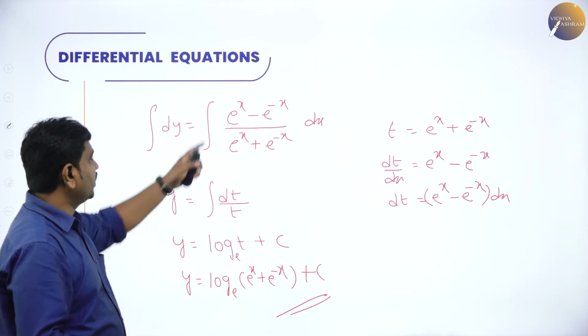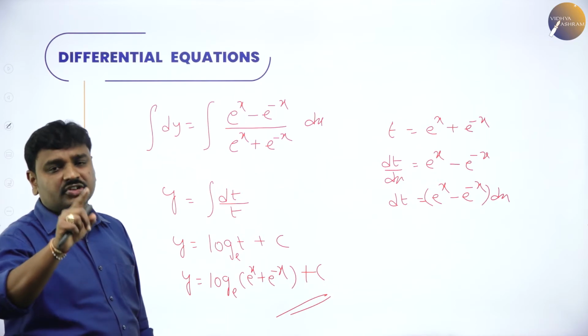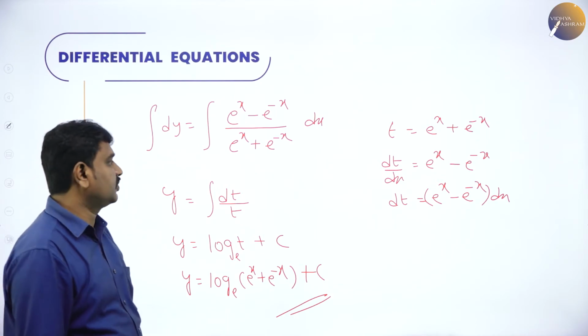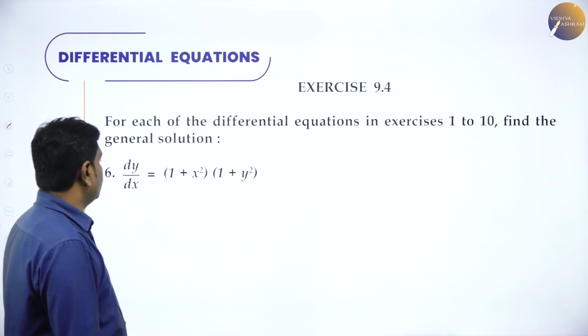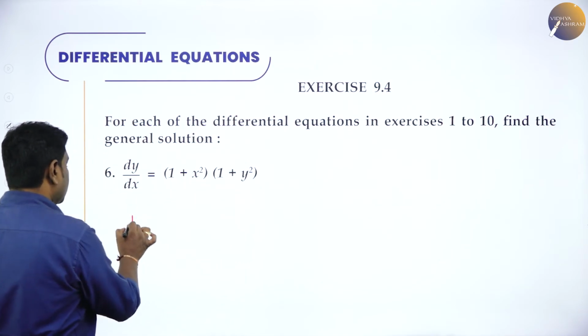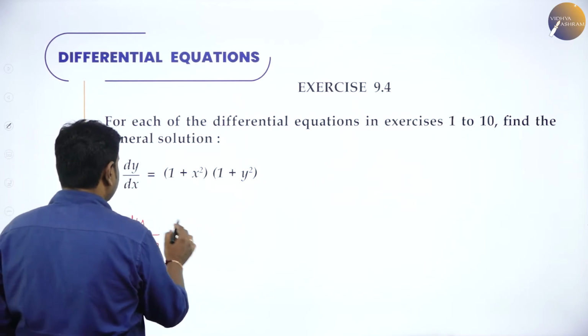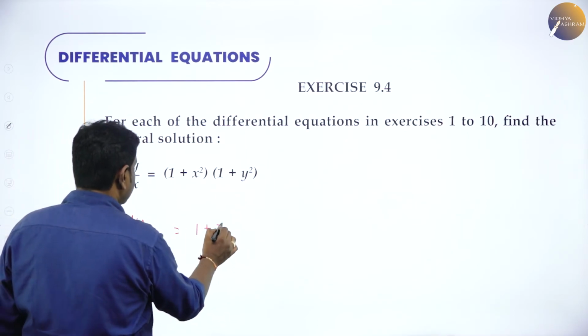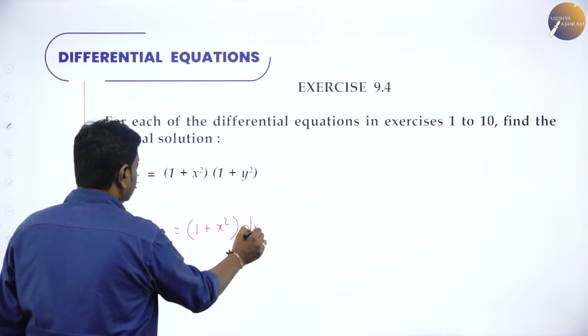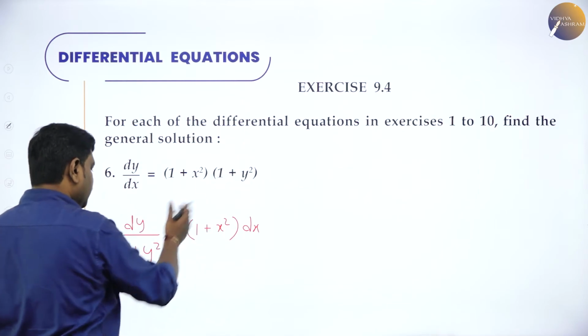If you observe, f dash x by f of x, directly you can write log f of x. Integral of f dash x by f of x is what? Log f of x. So now dy by dx is equal to 1 plus x square into 1 plus y square. So can I write dy divided by 1 plus y square is equal to, transfer this side, 1 plus x square into dx. You know the first rule, d term should not be in denominator. I transferred that. This is function of y, I will bring this.